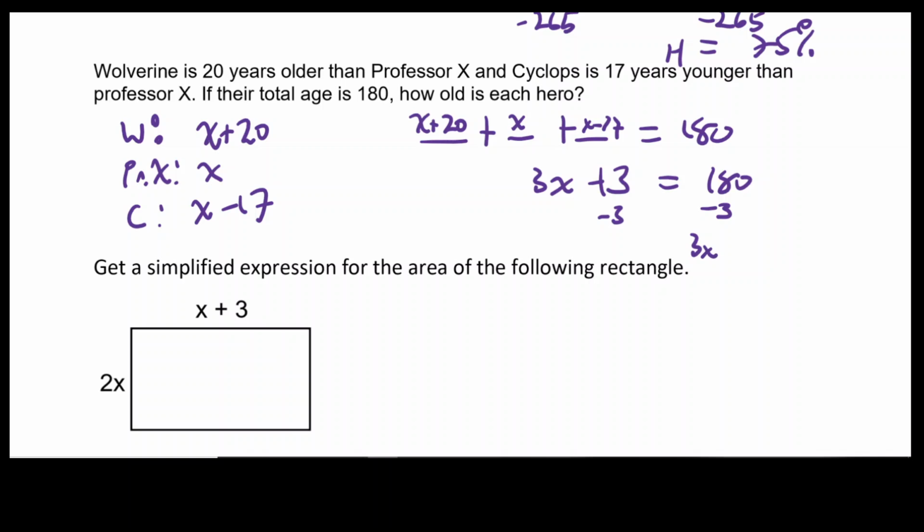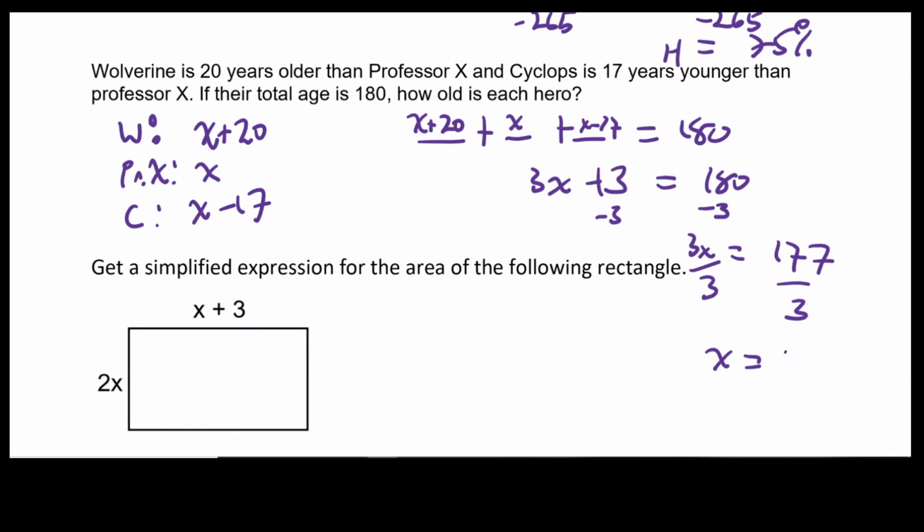Subtract off the 3's. 177. Divide by 3. And we get 59? Does that sound right? I did pull out my calculator just a moment ago. Yeah, because 3 times 60 would be 180, so yeah, that'll be 59. I'm going to go with 59, which is far too young for Professor X, but we'll go with that.